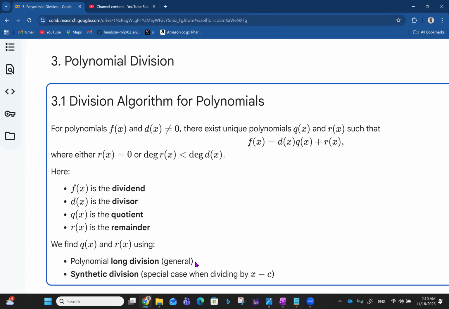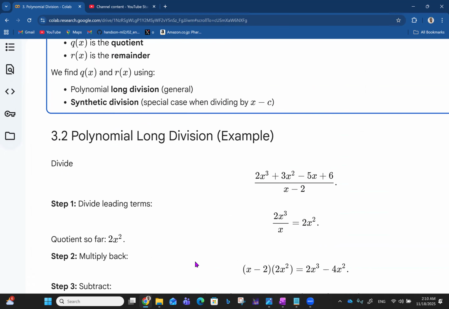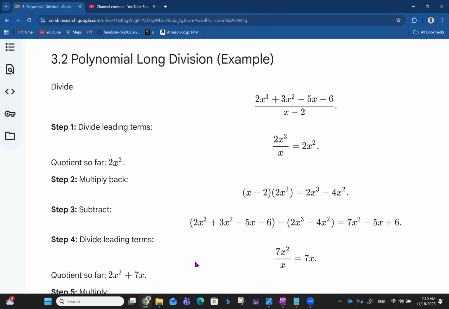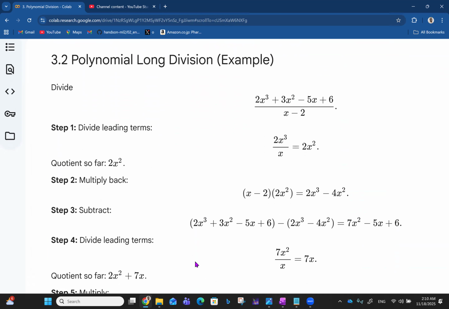So I'm going to talk about those two methods. I know they can be quite tricky. That's why I'm particularly interested in talking about it. Okay. So imagine, let's talk about the long division method.